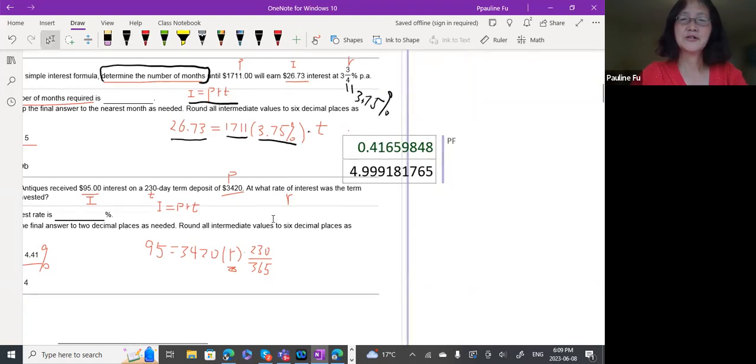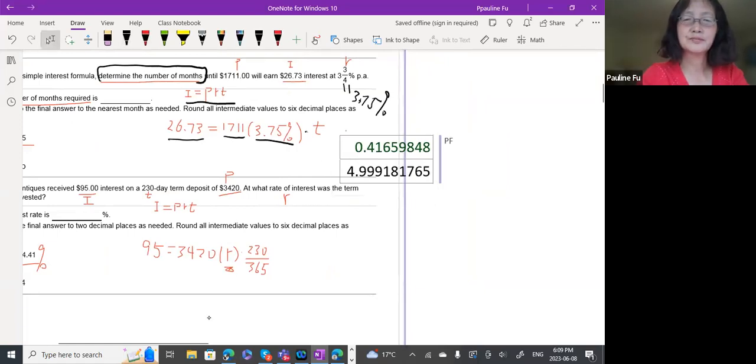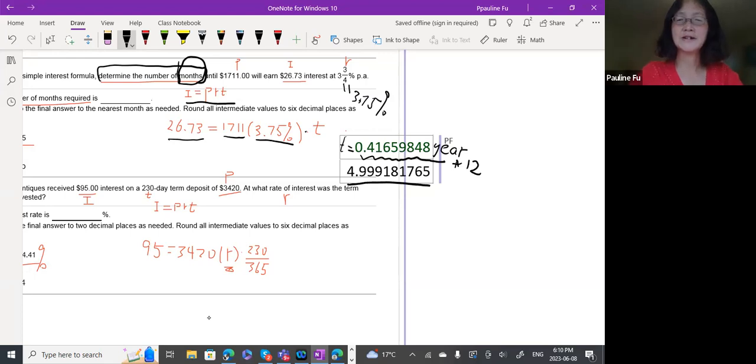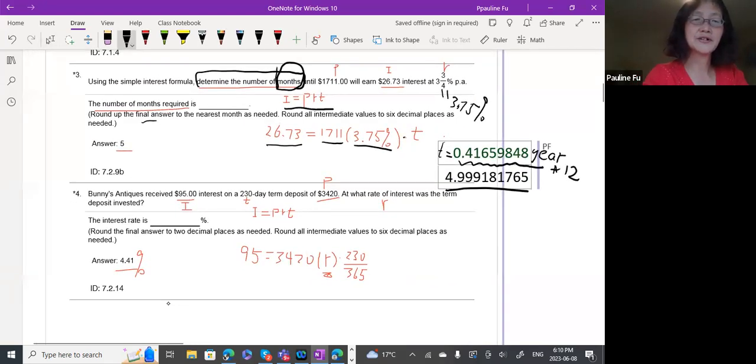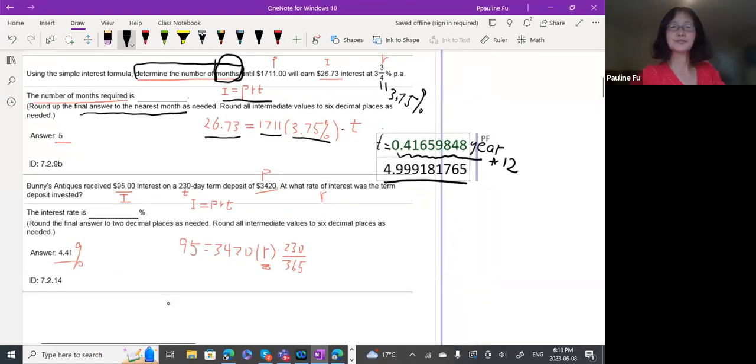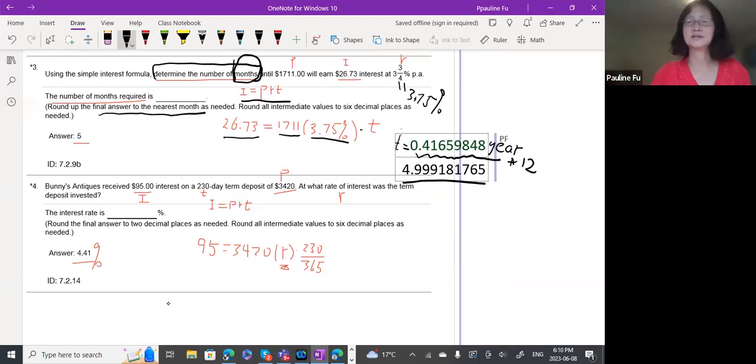Okay. And when you solve for T, you get T equal to 0.14659848. This is T. But the unit for this T is years. The question asks you months. How many months? And we know 1 year has 12 months. So this number multiplied by 12, you get months: 4.99918 months. So it is just 5 months, because we round the final answer to the nearest month. Questions?